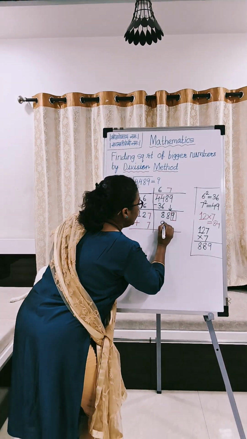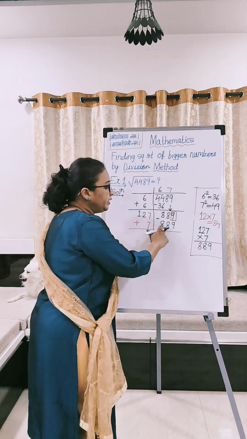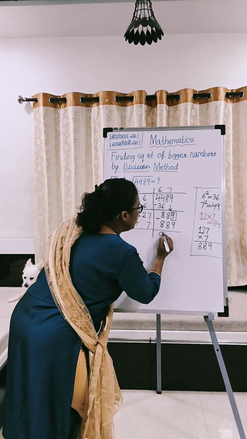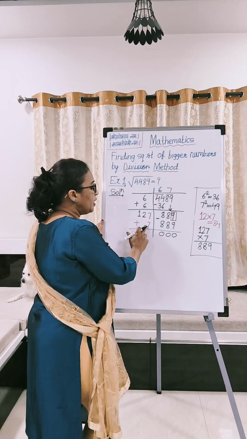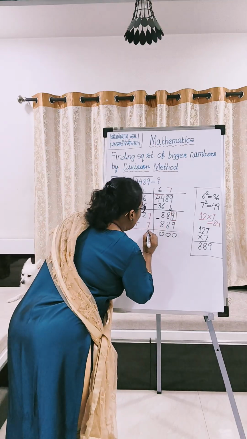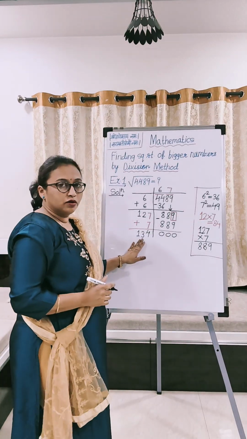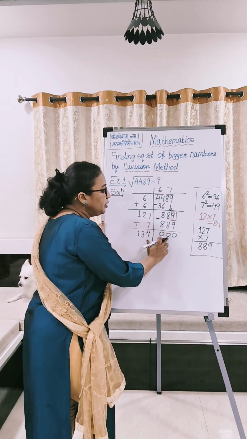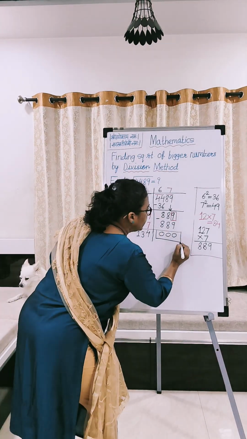So we will write 889 here and subtract this 889 from this 889. We will get 000. On the left hand side we add 7 to 127: 7 and 7 is 14, carry over 1, so 134. On the left hand side we got 134, leave it as it is, and on the right hand side after subtraction we got 0 as the remainder.